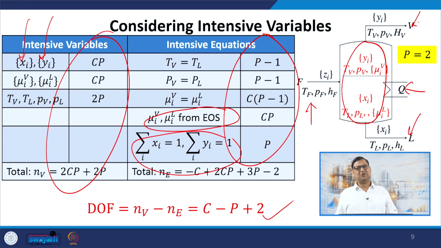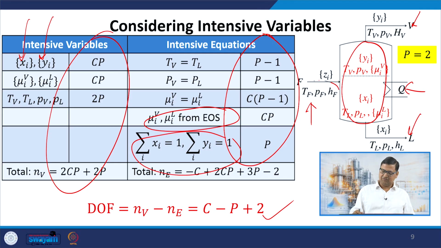And if you look at these quantities, it is not very surprising why we have left them out. The feed rate is an extensive quantity. The vapor flow rate is an extensive quantity. The liquid flow rate is an extensive quantity, right. So, we are considering only intensive variables.